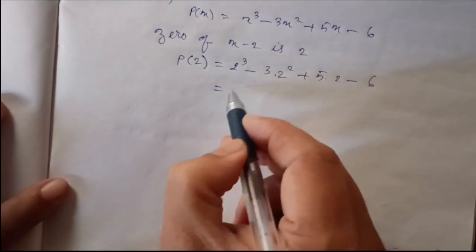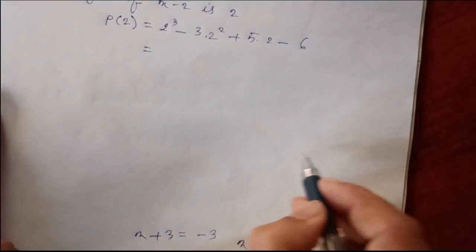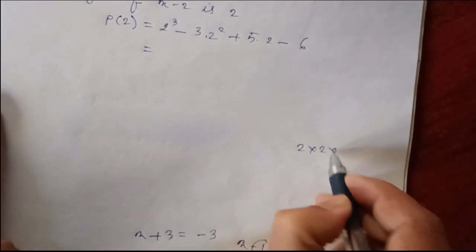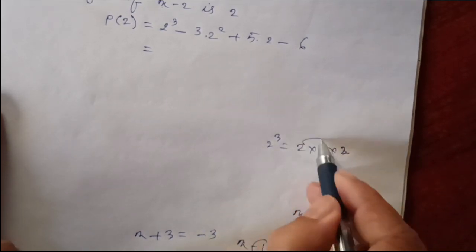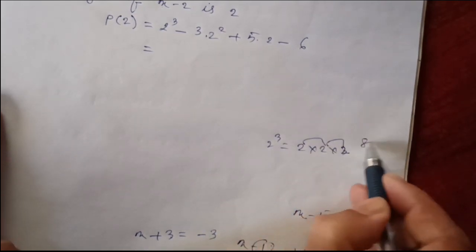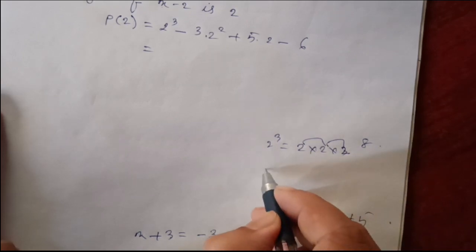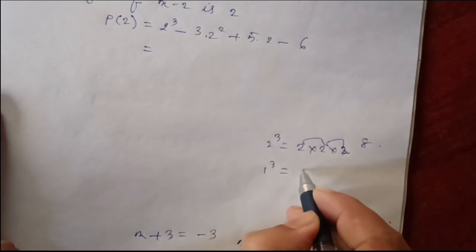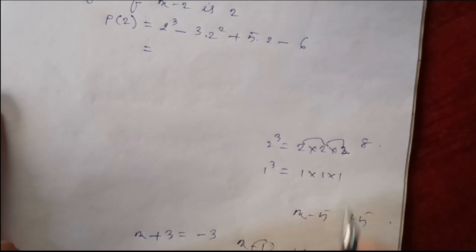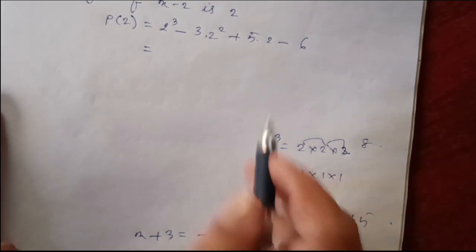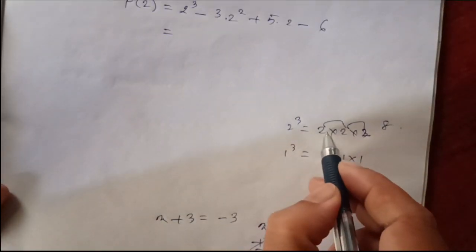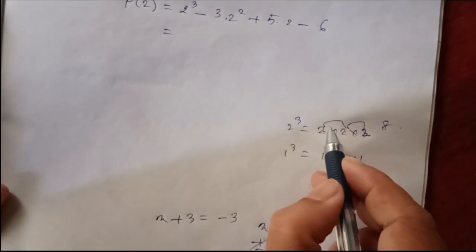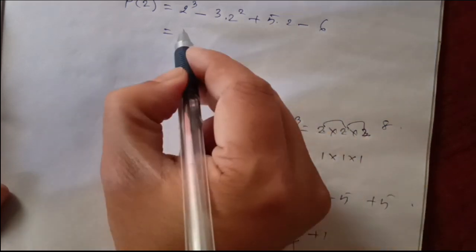So what is 2 cube? 2 cube is not 6. 2 3 are 6, we should not write like that. Okay, 2 cube means 2 is 3 times. So 2 2 are 4, 4 2 are 8. What about 1 cube? 1 cube means 1 is 3 times. This is 1 cube. Okay, so likewise, what is 2 cube? 2 cube means 2 is 3 times. 1 2 3. 2 2 are 4. 4 2 are 8.